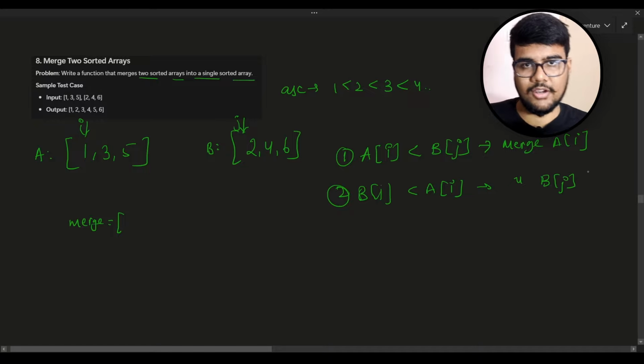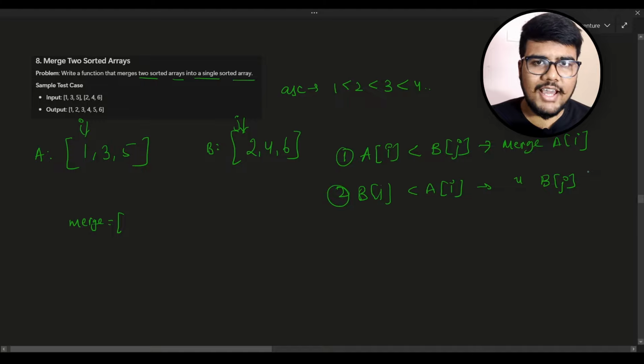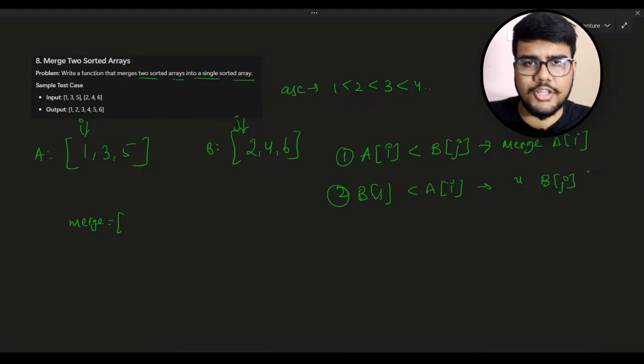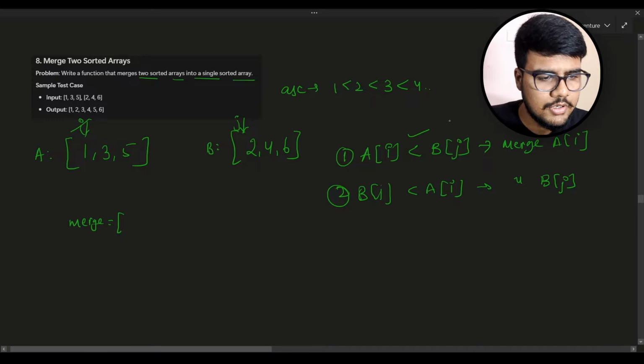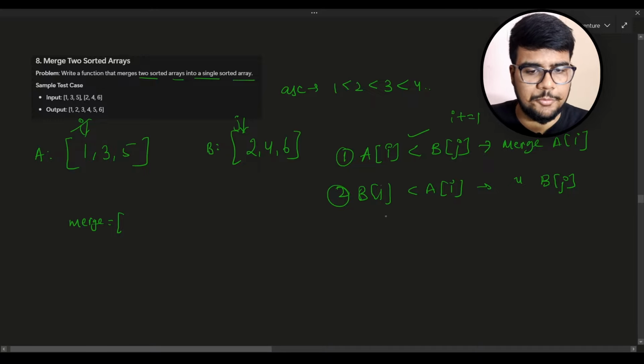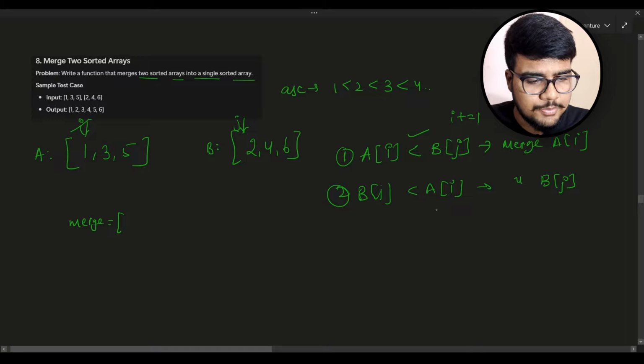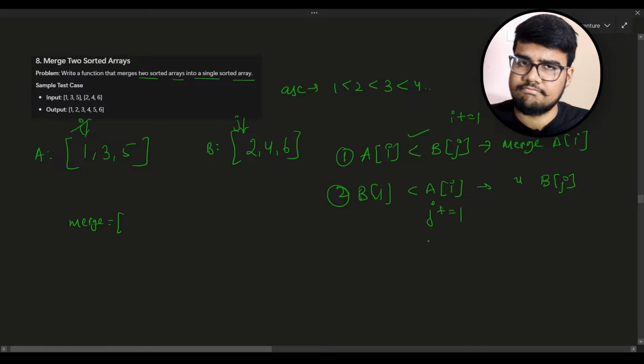So B[j]. Okay. Now, very easy as we can see. If any of the conditions is true, we just need to increment the count. If this condition is executed, then please move I one step ahead. And for B, please put your j one step ahead. That's it.